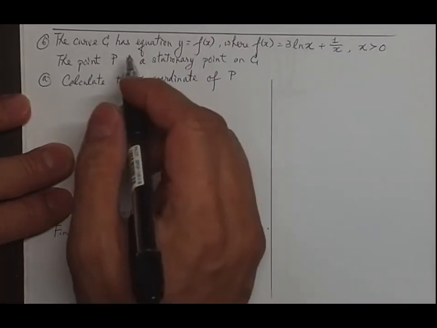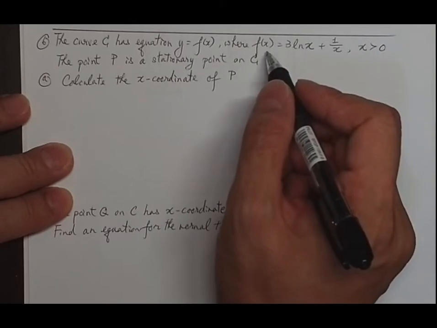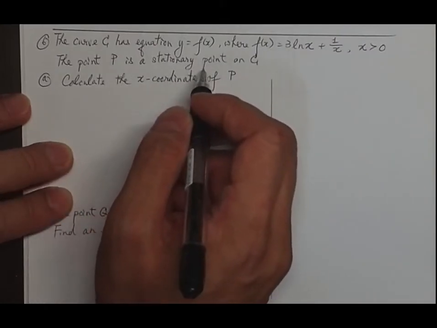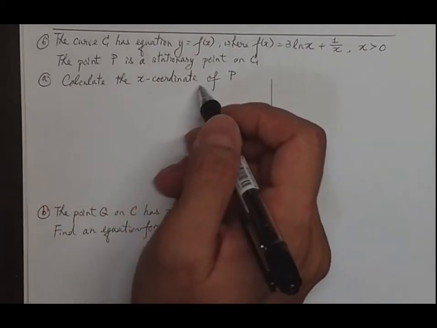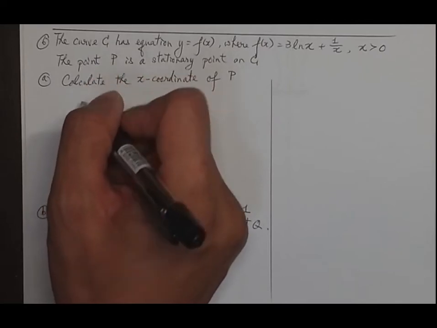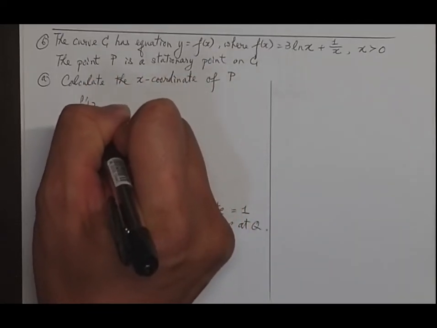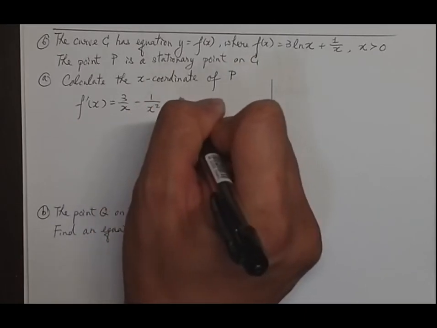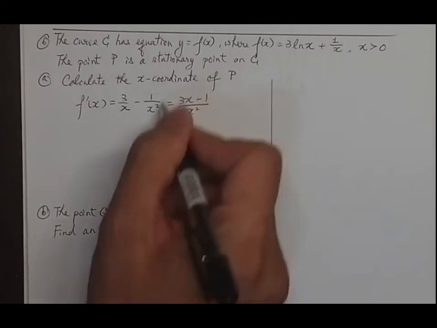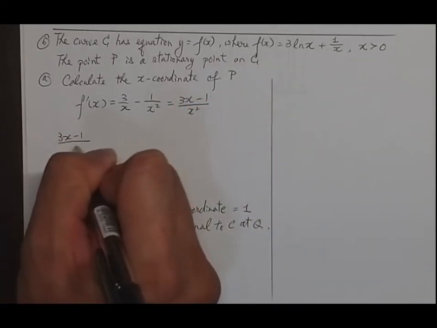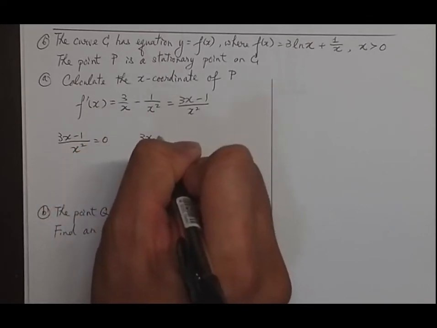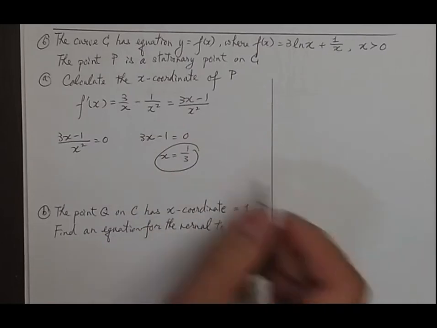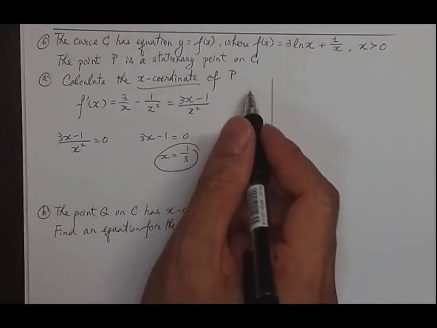Question number 6. The curve C has equation y equal to f(x), where f(x) equal to 3 log x plus 1 over x, x is greater than 0. The point P is a stationary point on C. Calculate the x-coordinate of P. If it's a stationary point, so the f dash x should be equal to 0. We got f dash x is equal to 3 over x minus 1 over x squared, which is equal to 3x minus 1 over x squared. And if this one is equal to 0, that means 3x minus 1 is equal to 0, and x is equal to 1 over 3.